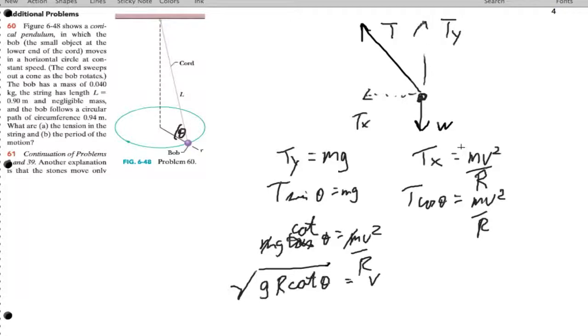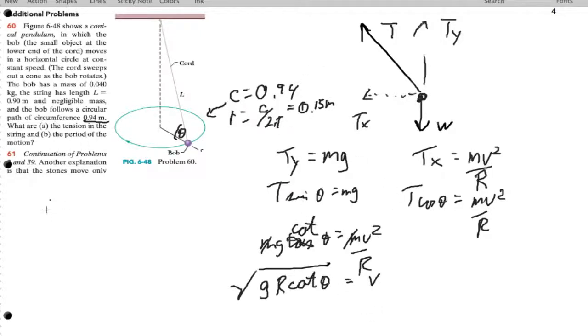So I'm going to go ahead and solve for a couple things. First, let me get the angle theta. So I know the circumference, they're telling me this in the problem, is 0.94. So what that means for me is that the radius is going to be circumference divided by 2 pi, which ends up being 0.15 meters when I plug that in my calculator. So that tells me one thing right there.